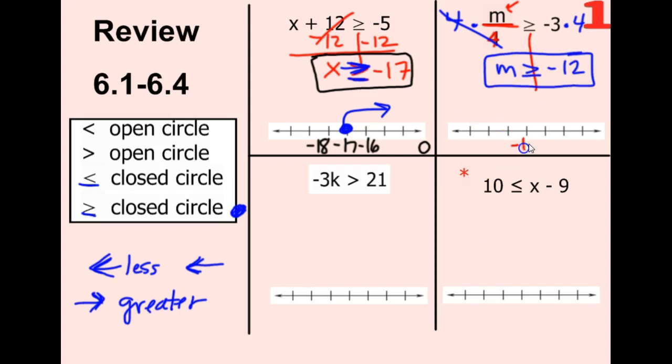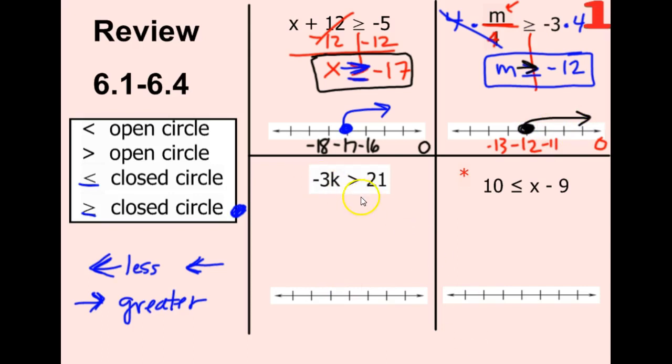So I'm going to put negative 12. 0 would be over here, so negative 11, and then negative 13 over here, more negatives. This one also has the equal to, so filled in circle, pointing to the right. Greater than is to the right.